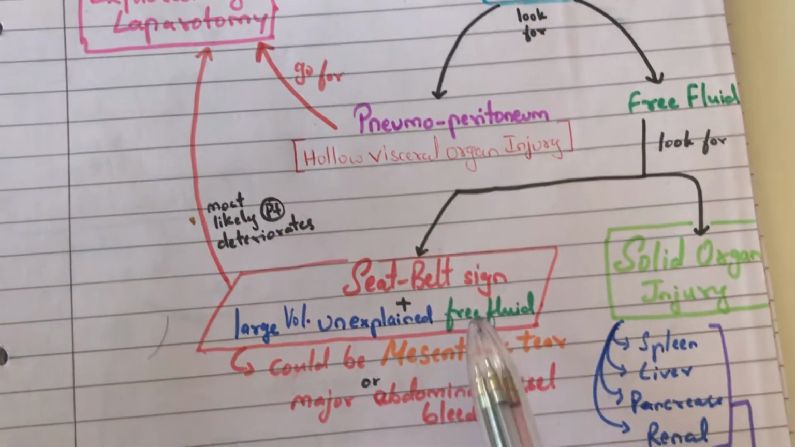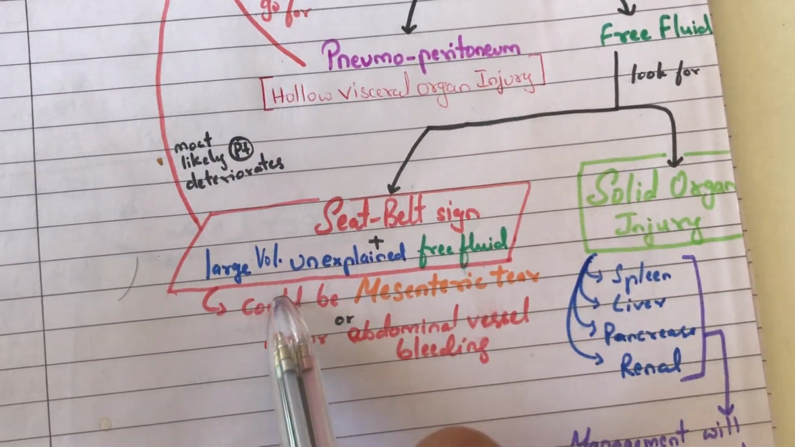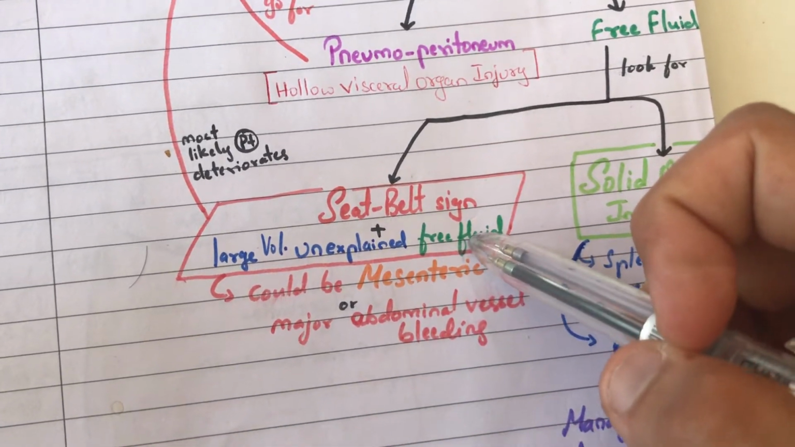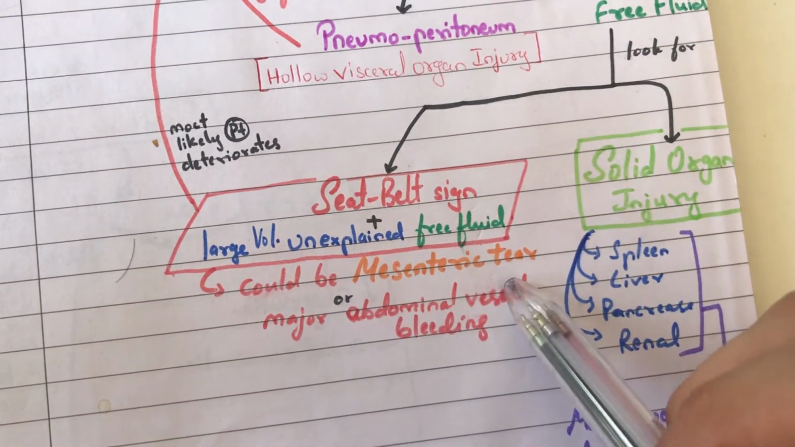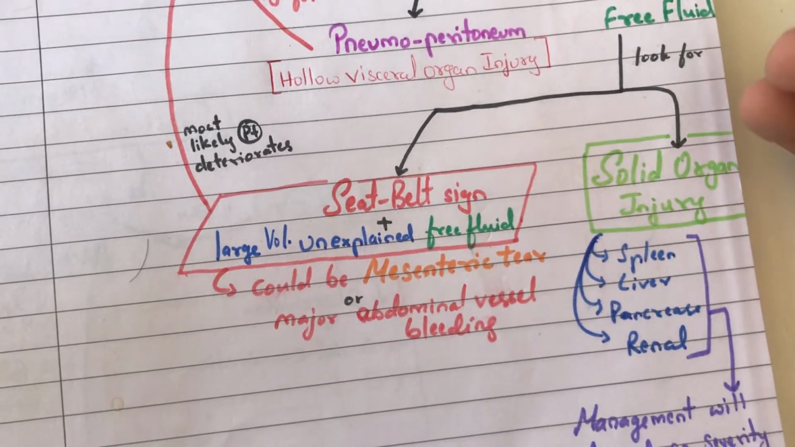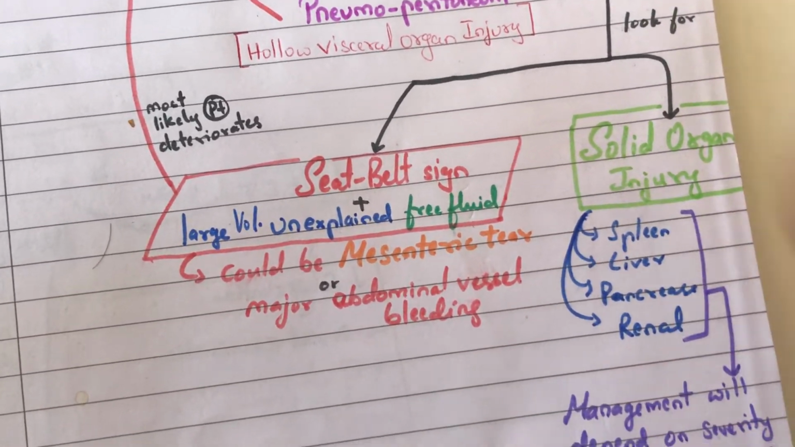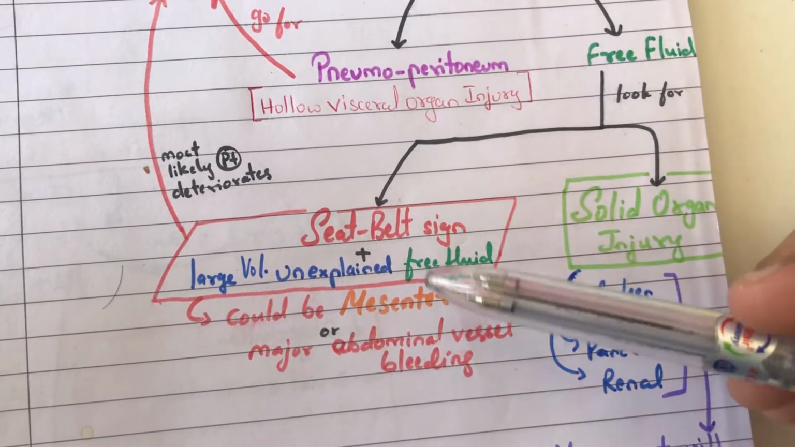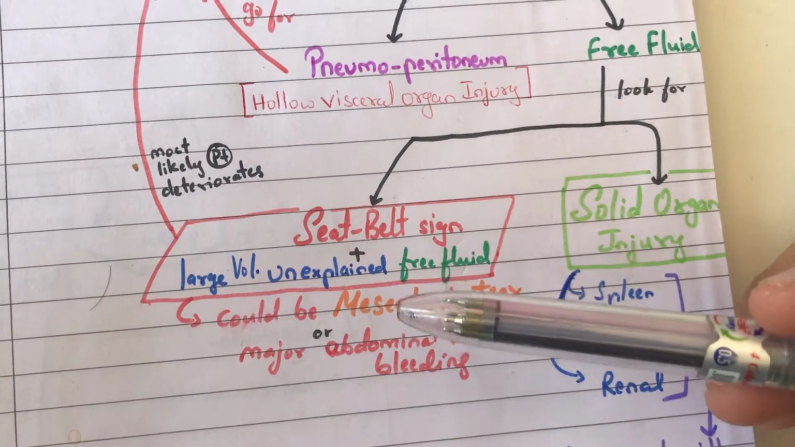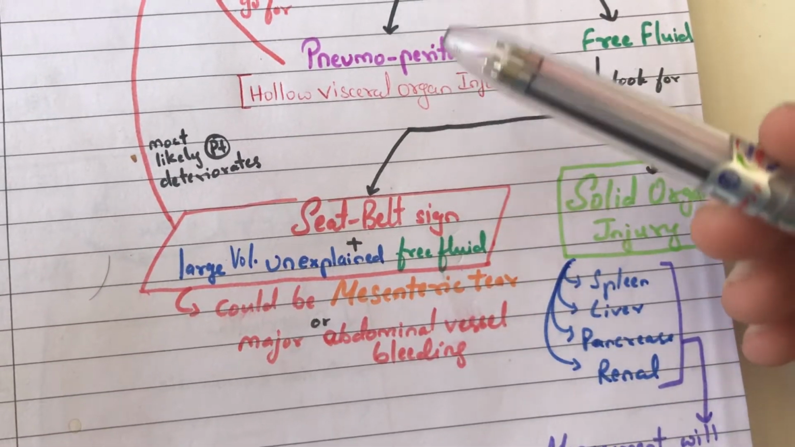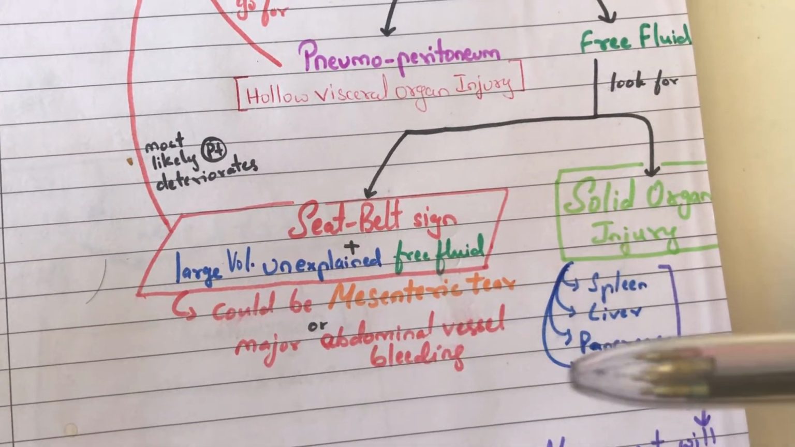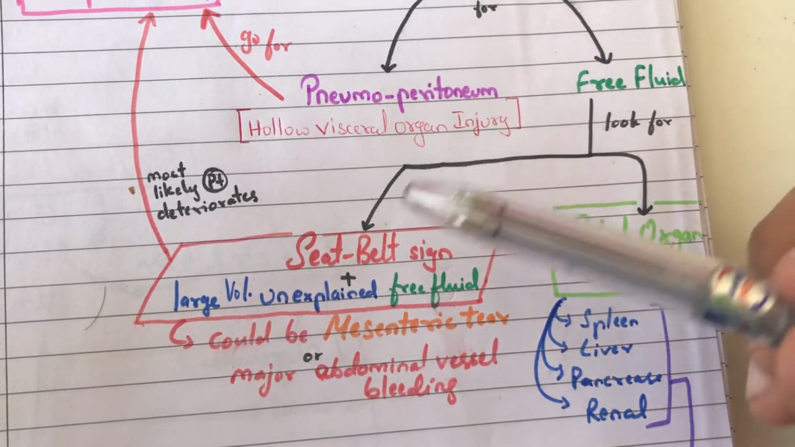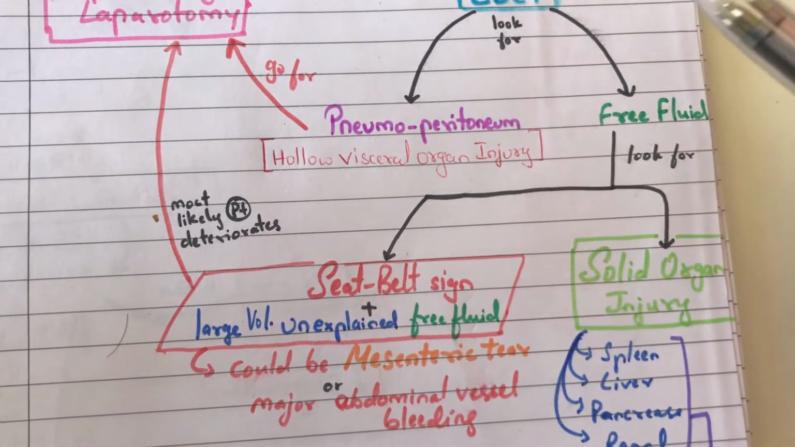Why? Because in this case, he could be having a mesenteric tear. The seatbelt sign is suggestive of a mesenteric tear, because a head-on collision can cause mesenteric tear, because the mesentery is a fixed organ in the inner abdomen. Also, it could cause a duodenojejunal flexure injury, because the duodenum is fixed and the jejunum is mobile. So that could create an opposite force and perforation or rupture of the bowel.